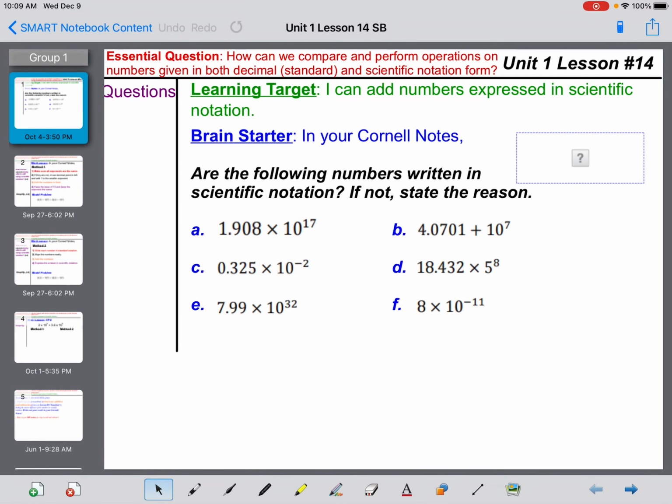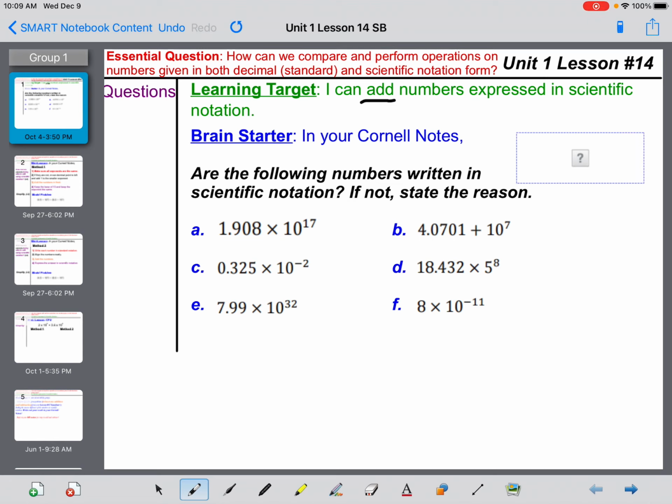Hey guys, this is Unit 1, Lesson 14. The EQ is how can we compare and perform operations on numbers given in both decimal, which are standard, and scientific notation form. The learning target is I can add numbers expressed in scientific notation. The verb for today is we are going to be adding numbers in scientific notation.